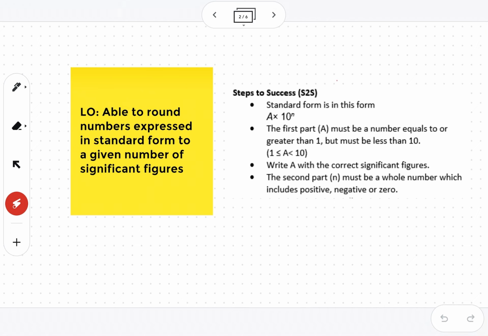Okay, the steps to success are the same except for this one. Write A with the correct significant figures. Yeah, A and E, you have to be careful.